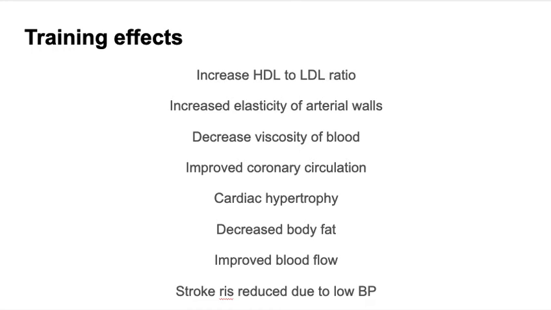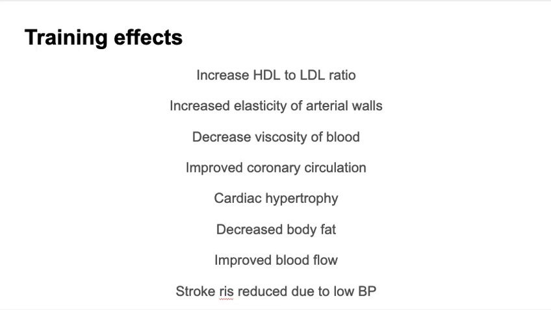The coronary circulation, obviously, if we can improve that and reduce the blockages within the heart, then we're less likely to have a heart attack. And cardiac hypertrophy, having a stronger heart, pumps blood at a greater rate, and again it reduces the chance of getting those blockages. Decreased body fat reduces the stress on the internal organs, helps us manage our weight, and helps us drop blood pressure, which again helps cardiovascular health, because if our blood pressure goes up, it causes a lot of stress on the heart.